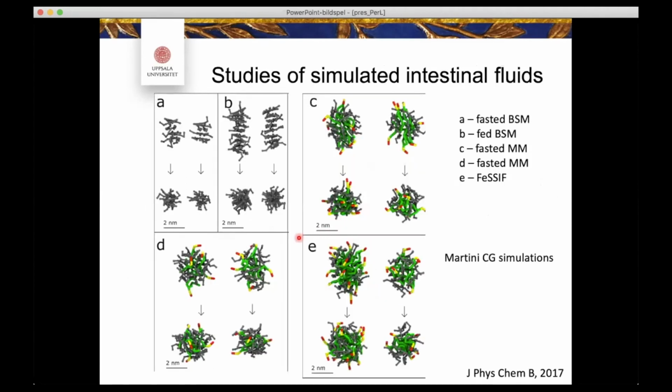So these are some of the results, for the fasted and fed bile salt micelle systems, then the mixed micelle systems, and finally also for the FESSIF system. As you can see, in general, the sizes agree fairly well with what one would expect from the small angle X-ray scattering measurements. For the bile salt micelles A and B, the scale bar here is 2 nanometers. They are elongated in one dimension, and they're a little bit on the small side perhaps compared to the experimental data, but in general, the agreement is quite okay. We also see that the mixed micelles C and D appear to be larger in general than the bile salt micelles. So that's quite good.